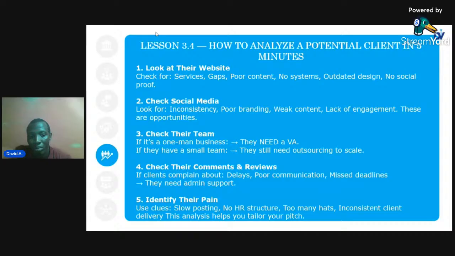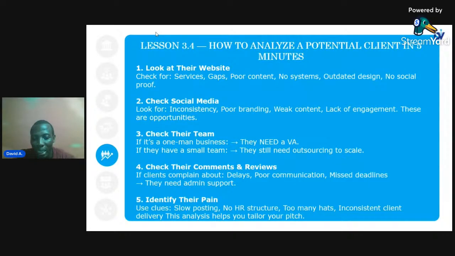Now, when there are too many hats being worn, social media management is handling graphic and website design, is handling review on Google, is handling too many hats.